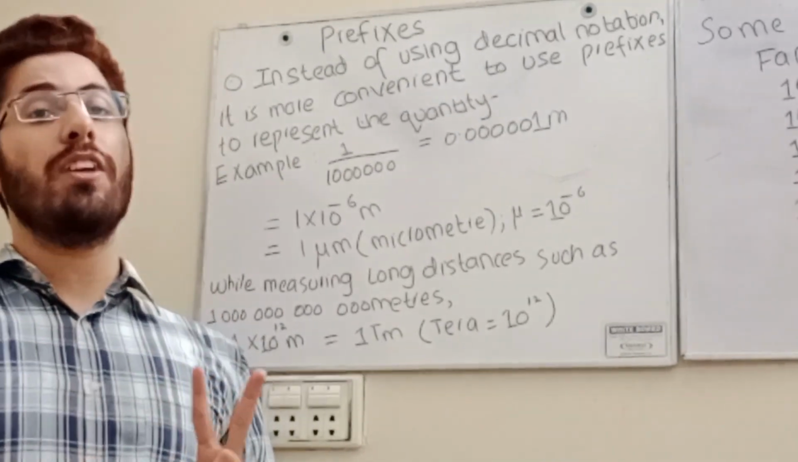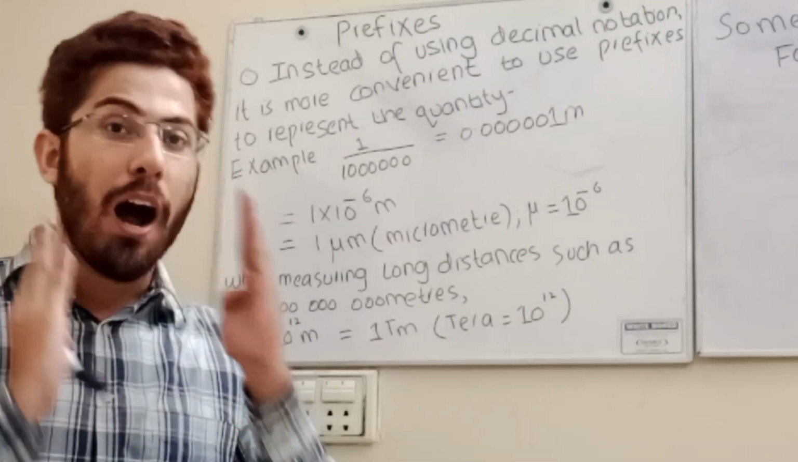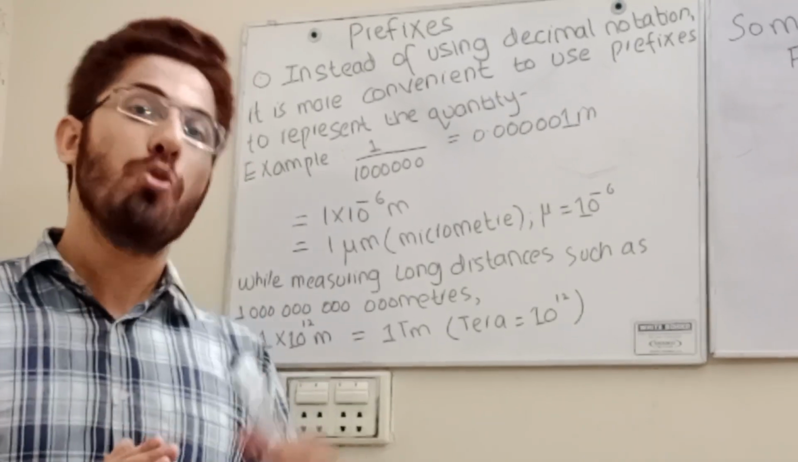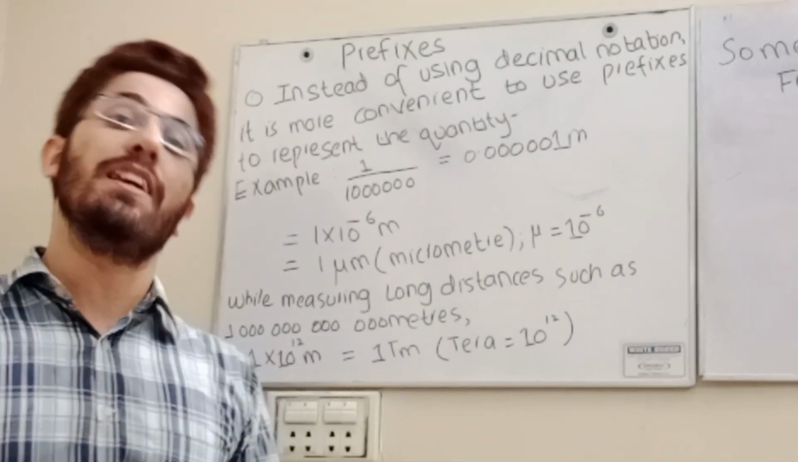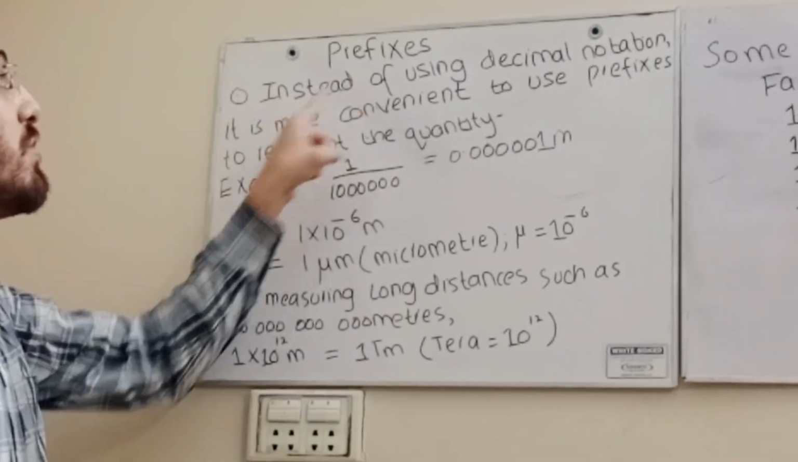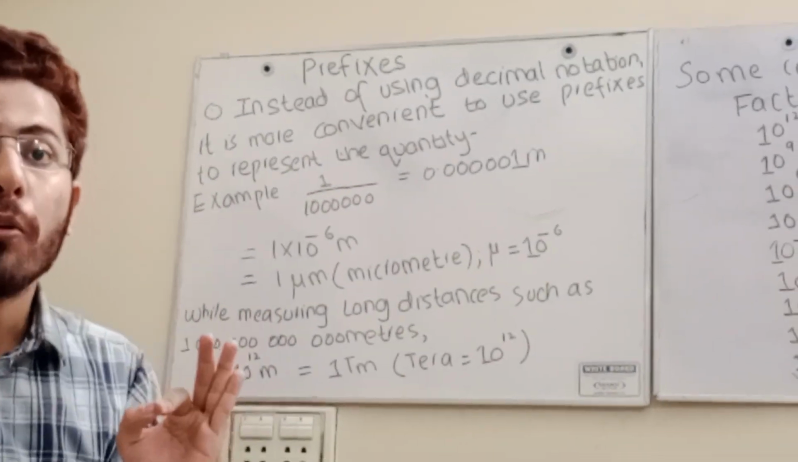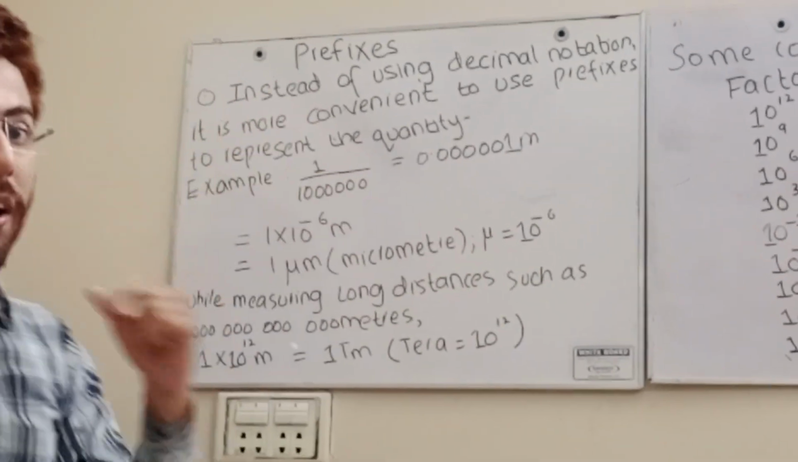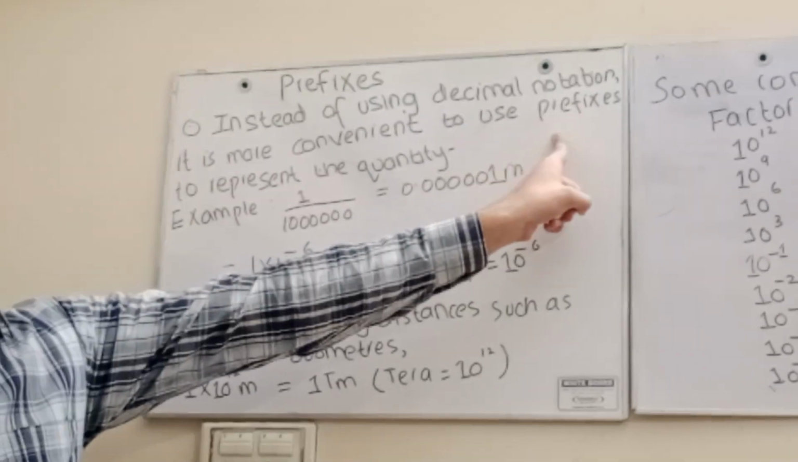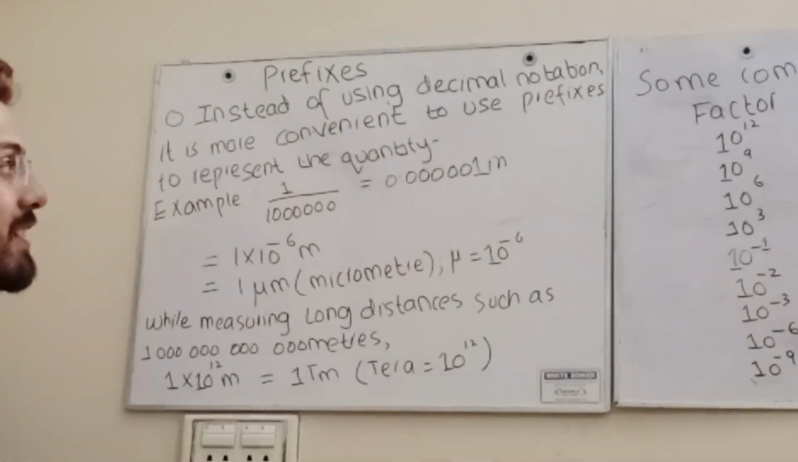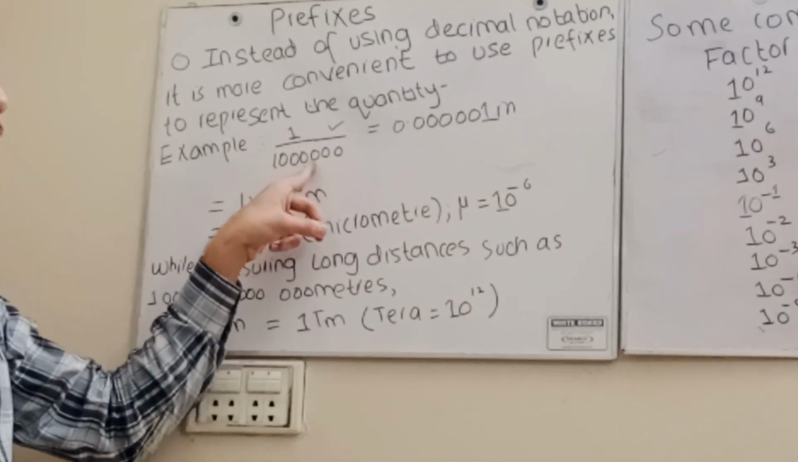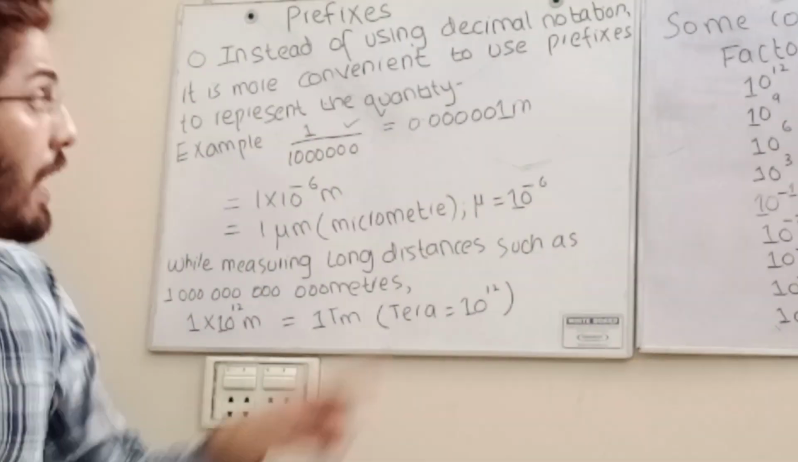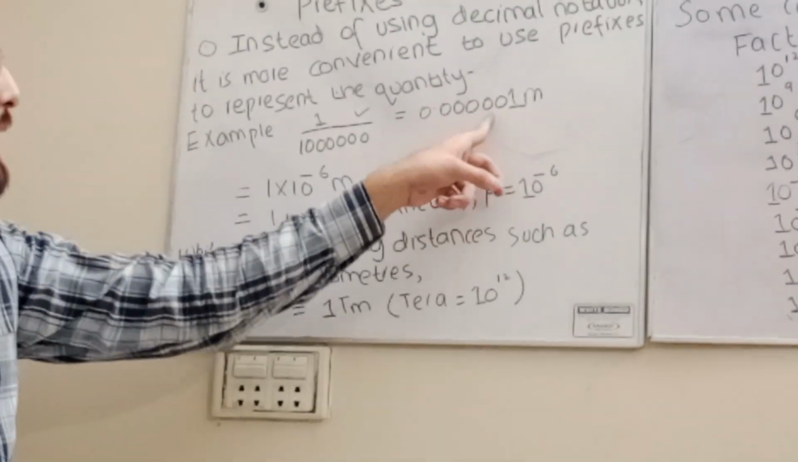Or the second reason is that you have a very large value, so definitely it should be written as a prefix value where it is convenient and easy to write. Number one thing, instead of using decimal notation, student, it is more convenient to use prefixes. Let's suppose this is the example, 1 divided by 100,000. Okay, so what is the value? You will get this value.